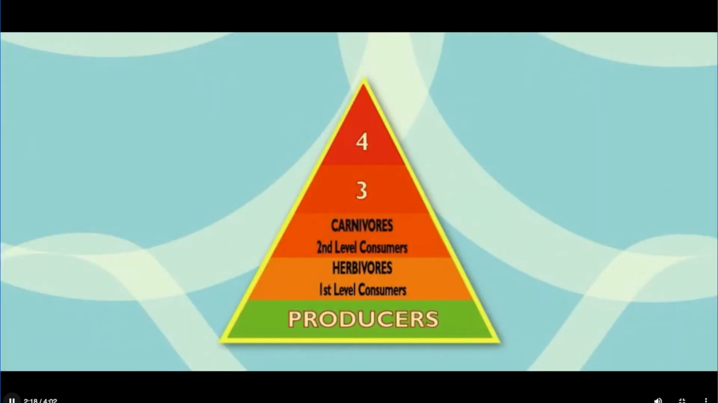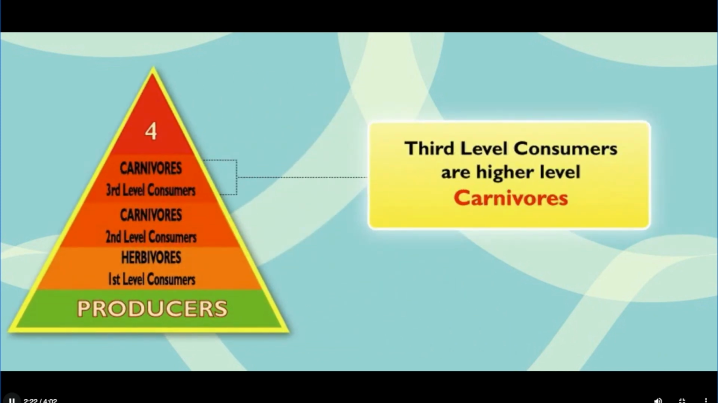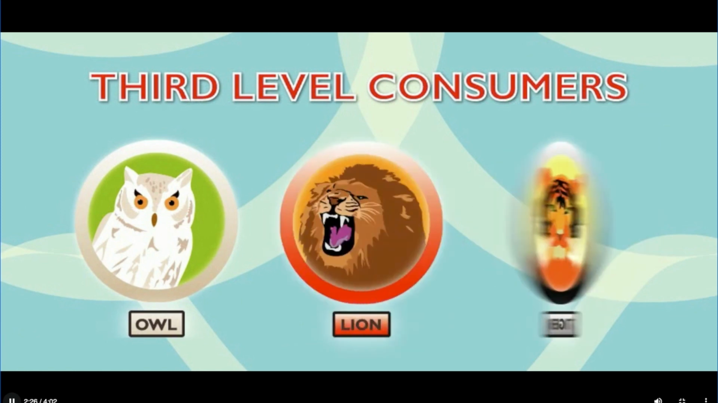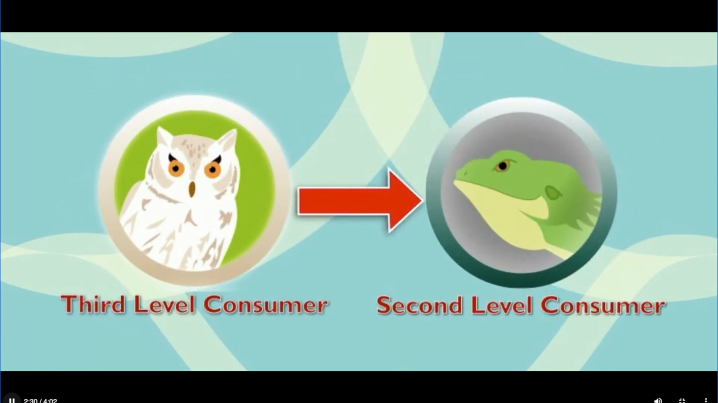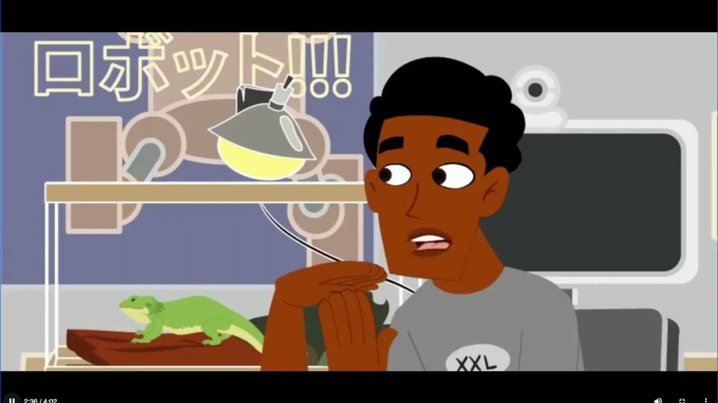There are two levels of carnivores, second level and third level. Those higher carnivores are the third level consumers. Animals like owls, lions, and tigers are third level consumers. Since a bearded lizard like Rhino is a second level consumer, that means another carnivore higher up on the food chain would eat him. Time out.